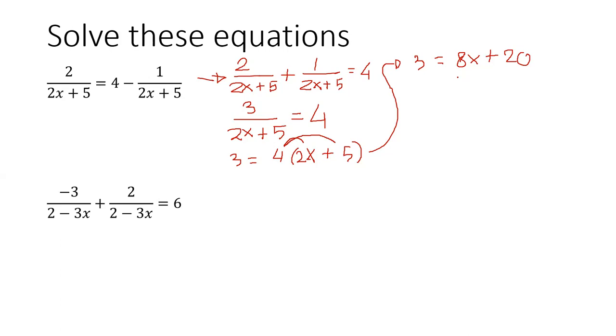It is an important step. Why? Because 20 is going to move to the first term, to the left side. If it moves, that means positive becomes negative. So if 20 moves to the left side, this expression is going to be 3 minus 20 equal 8x. 3 minus 20 is negative 17 equal 8x.